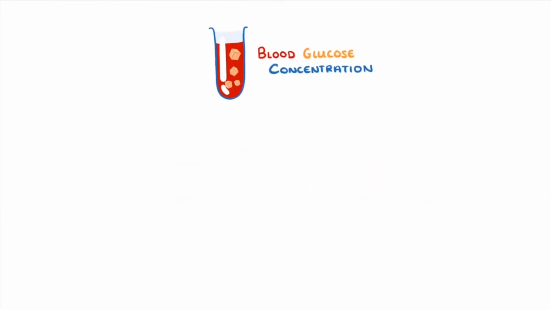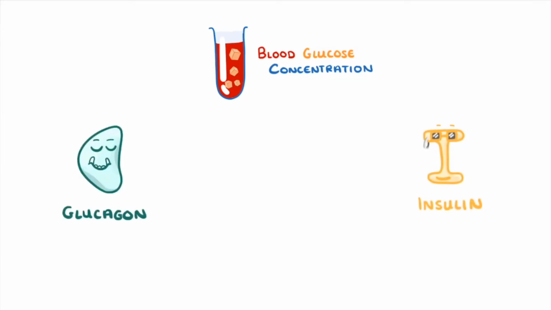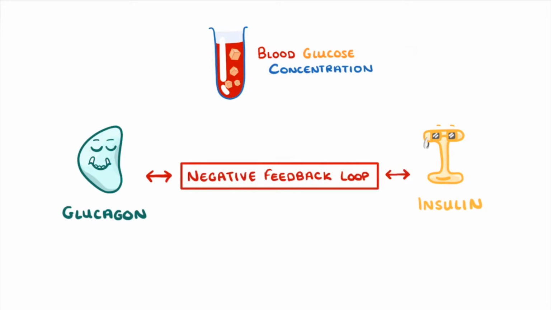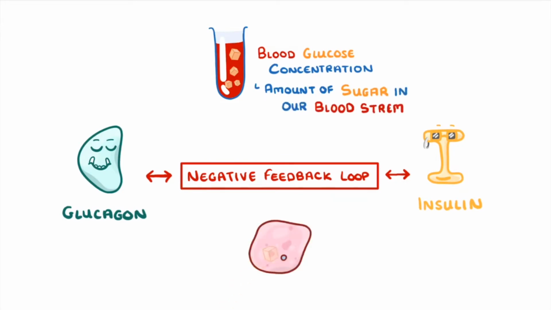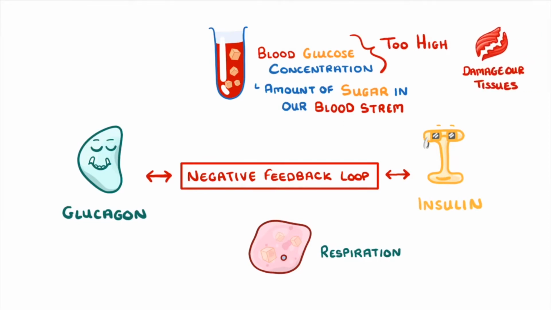In this video, we're going to explore how our blood glucose concentration is controlled by the hormones insulin and glucagon. And at the end, we'll see how these fit together in a negative feedback loop. Blood glucose concentration is just a fancy way of describing the amount of sugar in our bloodstream. We all need a decent amount of sugar in our blood, so that our cells have a constant supply of glucose that they can use for respiration. However, if the blood glucose concentration gets too high, it can start to damage our tissues. So we need to keep a fine balance, where it's not too high or too low.